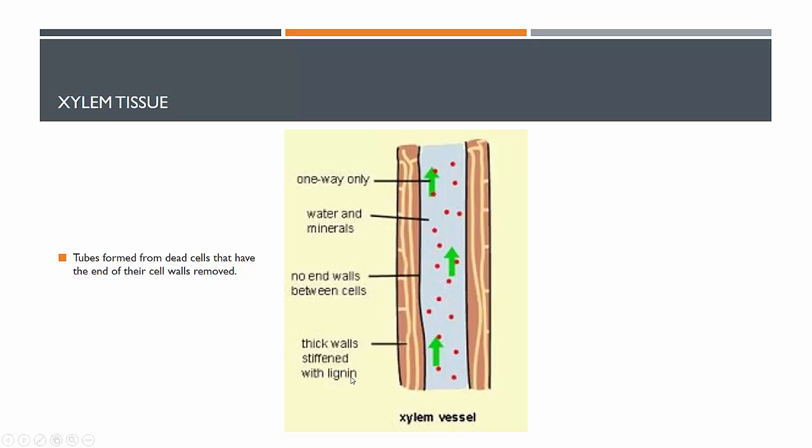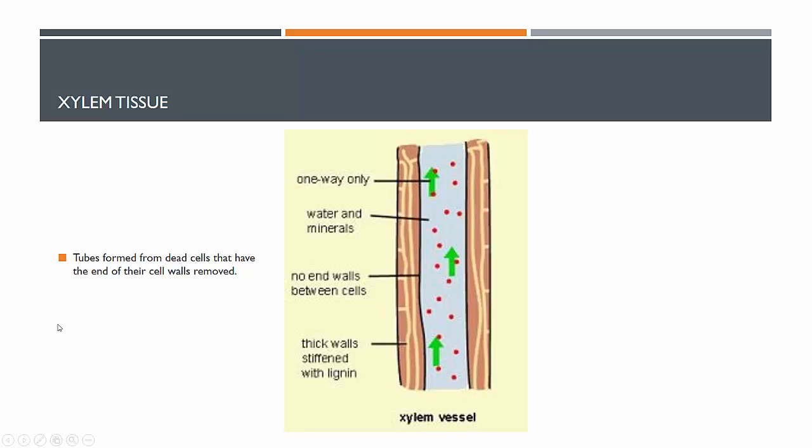And lignin is probably something you'd be most familiar with through the association with the strength of celery stems. You know that celery stems are strong, and it's because of this lignin. So there's no ends. It can transport water and minerals, and it only goes in one direction, and that is up.